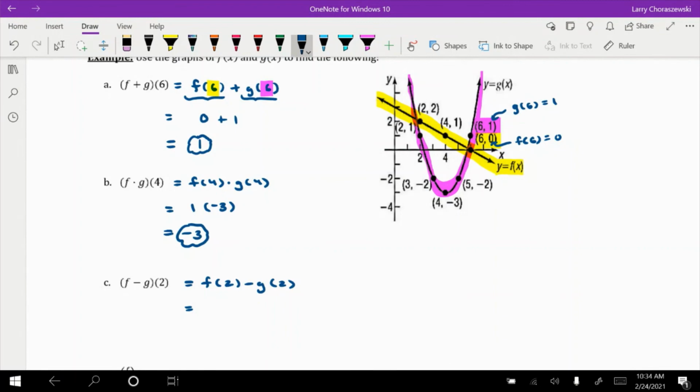Yeah, go ahead. I have a silly question. How do I determine when I subtract two y values? Do I use the upper one first or the lower value first? You use the one that's associated with the first notation. Oh, okay. Great question, though. So we're looking at 2 minus 1 for that, giving us 1.